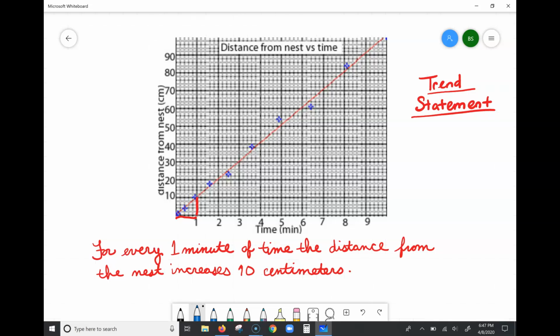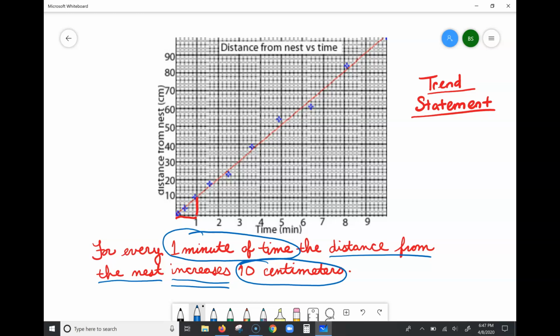Our trend statement contains some very important information about the graph. I don't even need the graph now. If I could just explain to somebody what I discovered with my experiment in reading that trend statement, I know that the graph is an increasing graph. I know that for every 1 minute of time, the distance from the nest increases 10 centimeters.